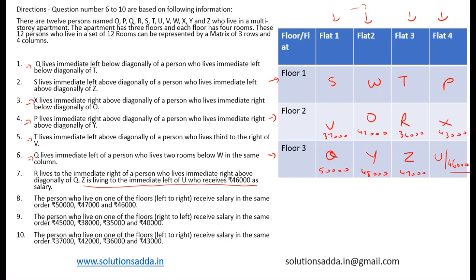And finally, the last one, that is the person who lives on one of the floors receives salary in the same order of 45,000, 30,000, 35,000, and 40,000. So this can be placed on first floor. That is from right to left is the order given. So this is 45,000, this is 38,000, this is 35,000, and this is 40,000. So now we have the complete matrix.